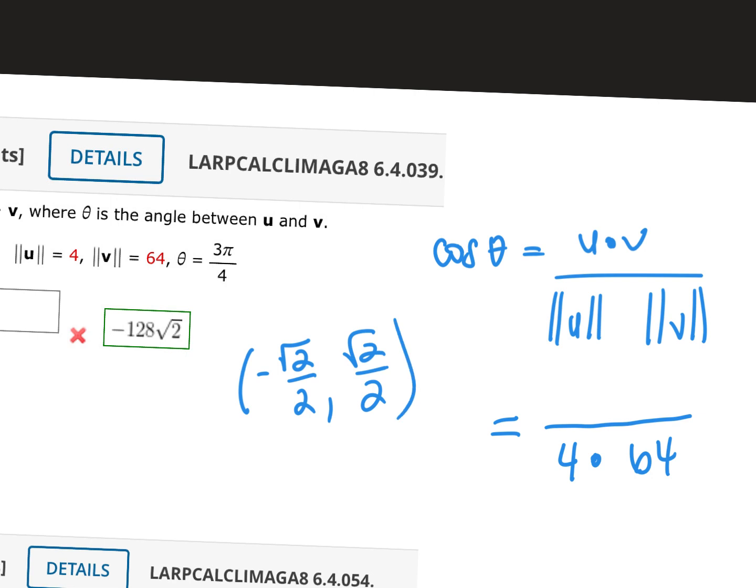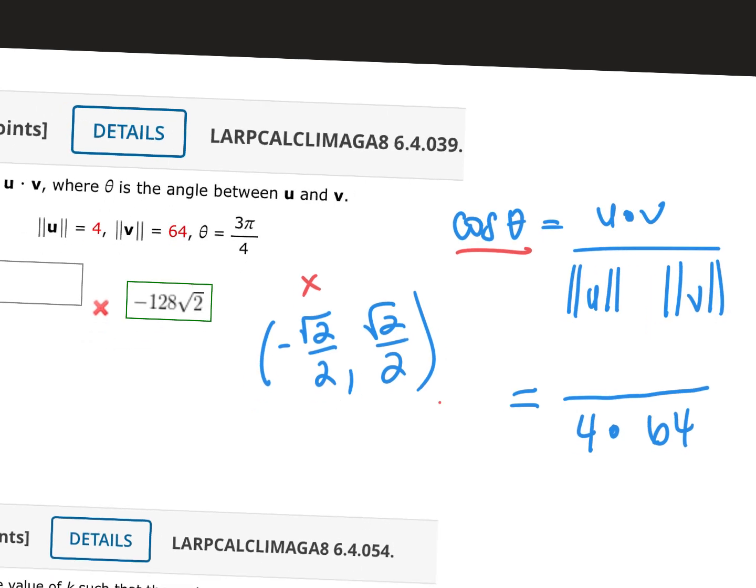So some of you are like, okay, what does that matter? What does this formula say right here? Cosine of theta. Do you know what the cosine of 3 pi over 4 is? Negative square root of 2 over 2. How come it's negative square root of 2 over 2, guys? The x value of an angle that's on the unit circle is the cosine, correct? So think about what you're looking for.